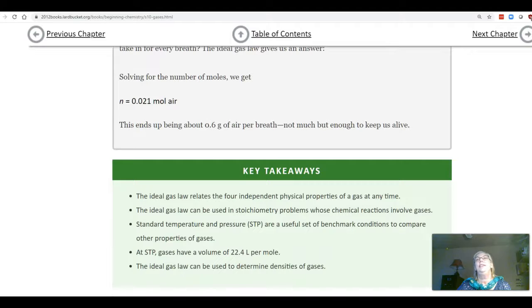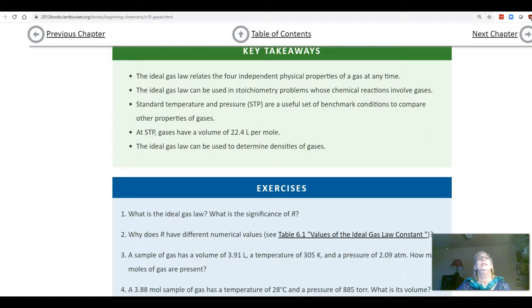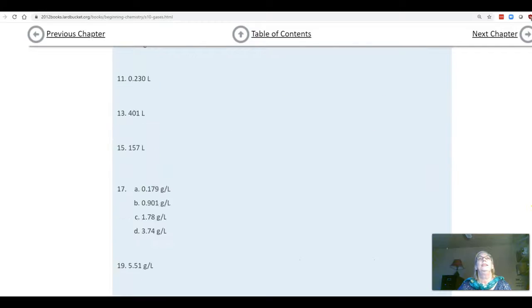And then it explains how we use gas laws in our breath. And another good thing to know is that at STP, 1 mole of a gas, any gas, it doesn't matter what kind of gas, is going to occupy this volume, 22.4 liters. So sometimes that's a shortcut way of getting answers if you know that relationship right there. So that's an important relationship.